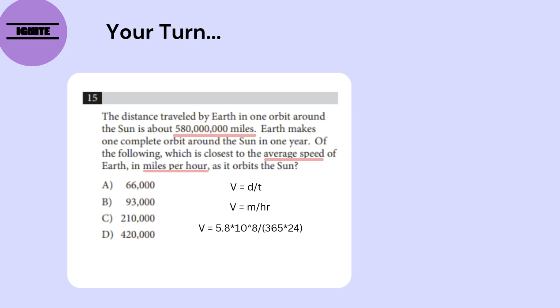And once we get that, we have 5.8 times 10 to the 8th as the miles, times 365, because it's in 1 year, times 24, because there's 24 hours in 1 day. So we first converted that 1 year to 365 days. Then we converted the 365 days into 24 hours per day. And once we go through with this, we're going to get roughly 62,200 miles per hour. And this is going to be answer choice A.